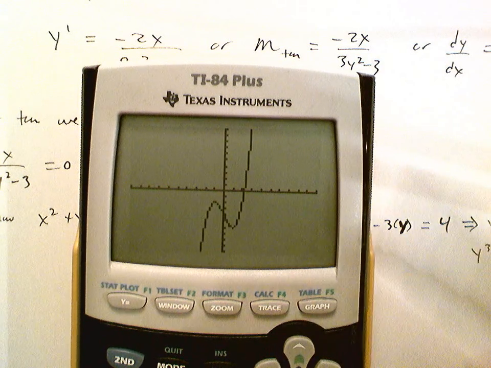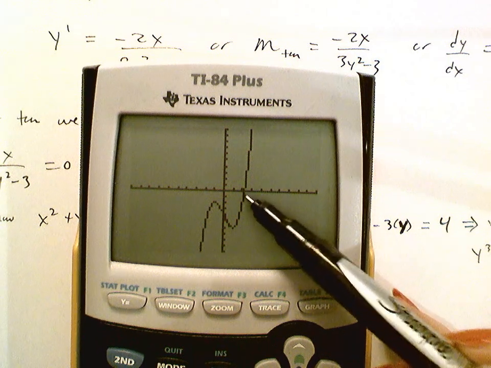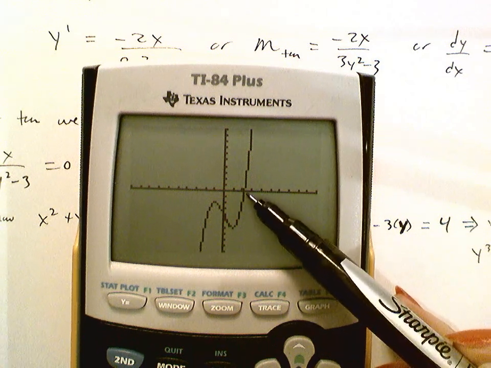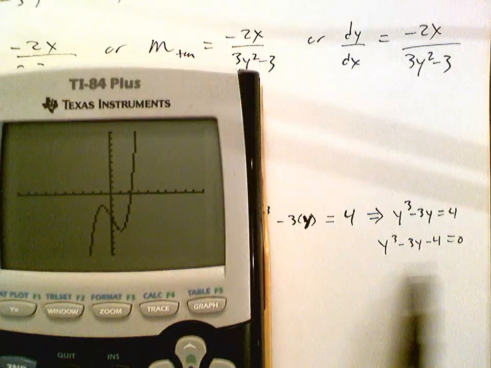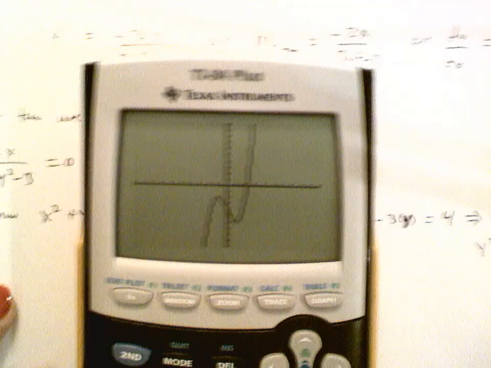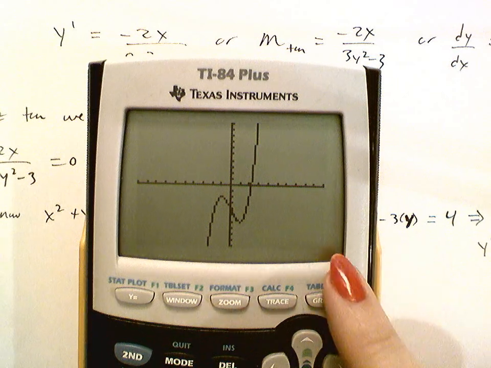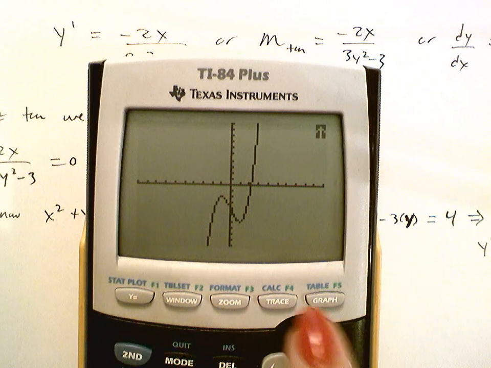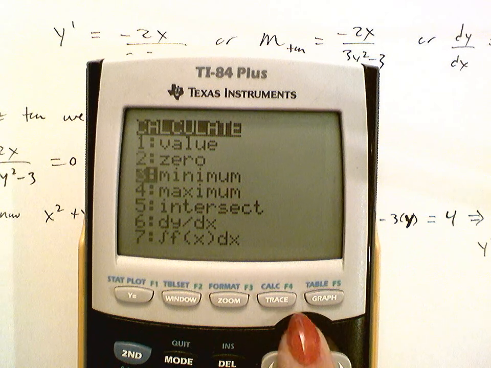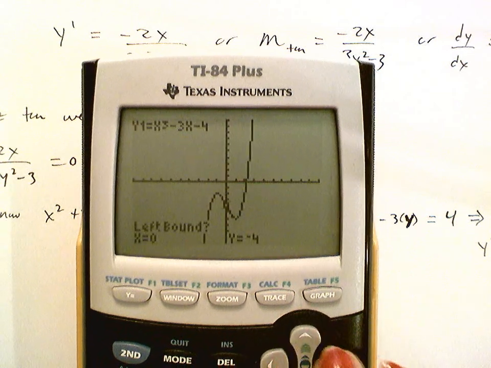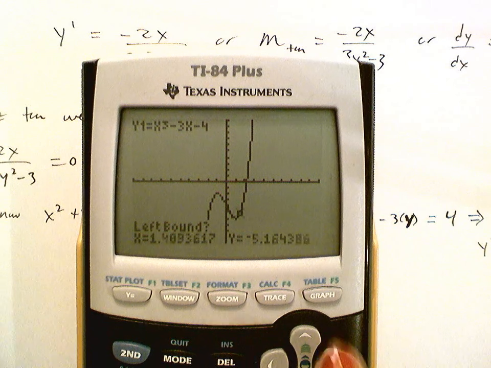Okay, so I'm looking for this coordinate right here, where this equals 0. That's what I'm looking for. And the way that you find it is this: you go to second trace, which is calc. You go to 0. And then it will say left bound.